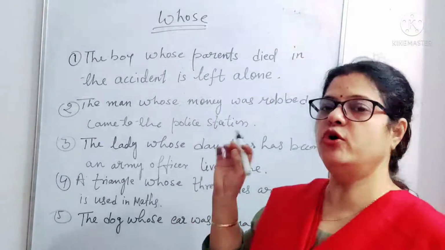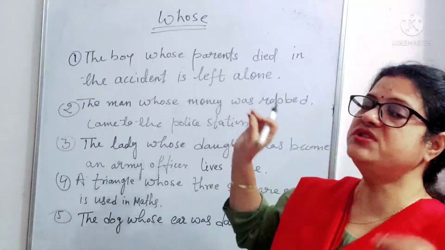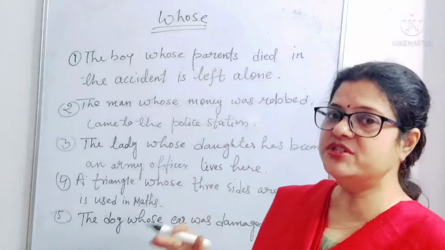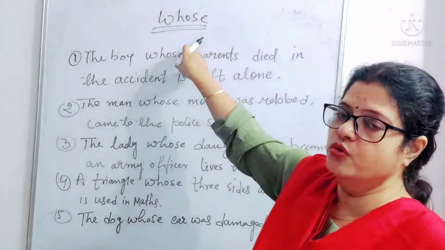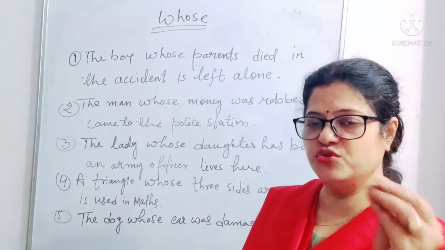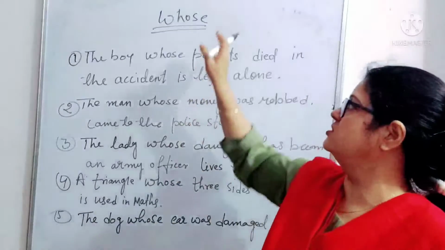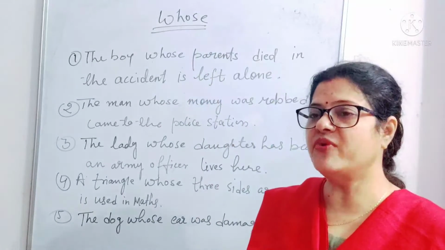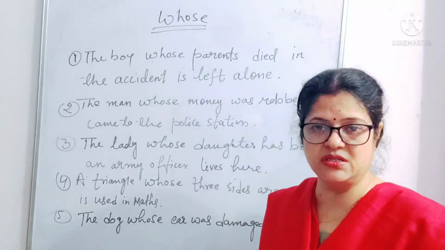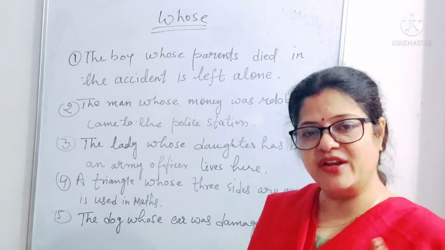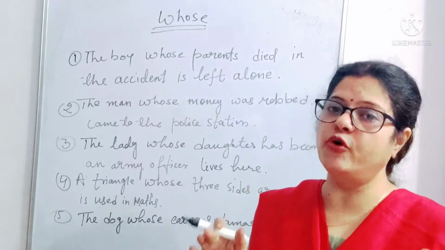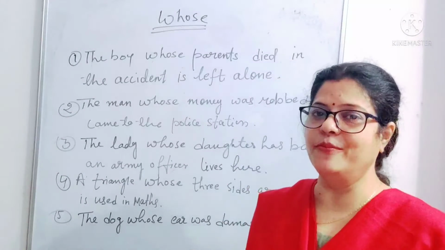But if we talk about pronouns, we cannot use any apostrophe after a pronoun. So to show possession, we use whose in place of the apostrophe. But remember one thing: whose can be used only for human beings, not for animals or anything else, in formal English, not in informal English.